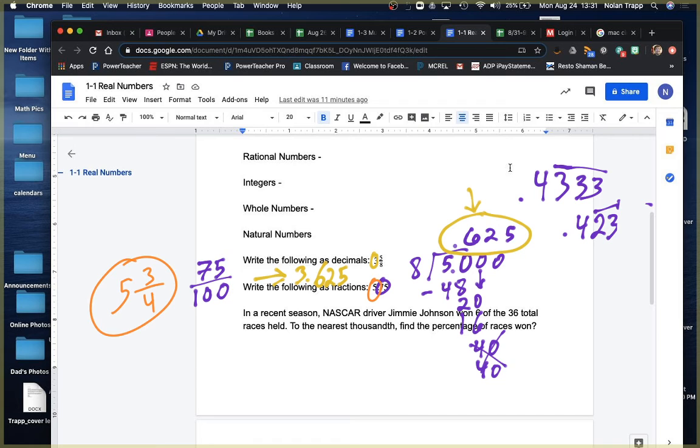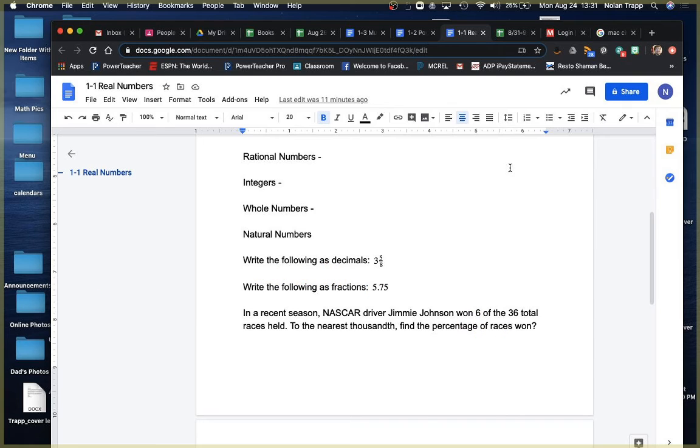Okay, last thing in this section, just to give you a word problem. In a recent season, which this book was written in 2015, so sometime before then, NASCAR driver Jimmie Johnson won 6 of the 36 total races. To the nearest thousandth, find the percentage of races won.